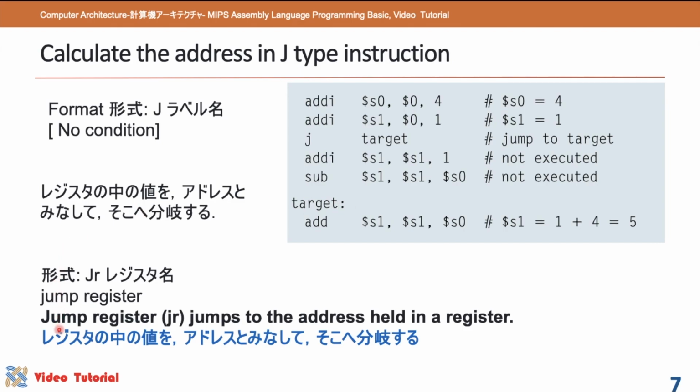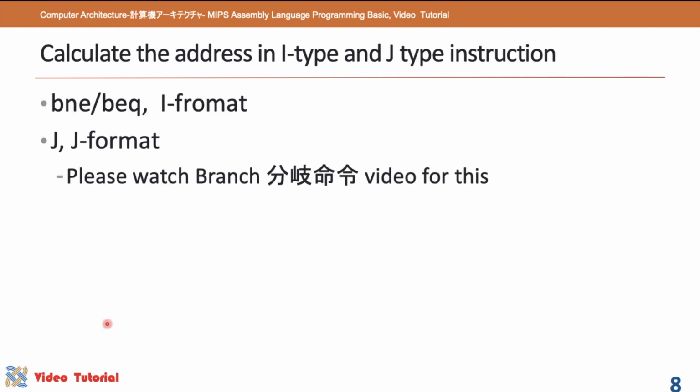One confusing thing here is jump register, where the register contains the value of the address. That is not J; it is a different instruction. This is one thing you need to keep in mind. We can conclude with that: the conditional branches, BNE or BEQ, are in I format, and J is in J format. Please watch the branch video to see how we can calculate this. That's all for this video, and I hope you can now answer your classwork and upload it.